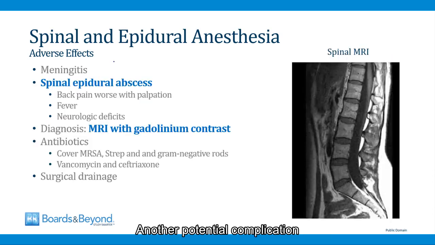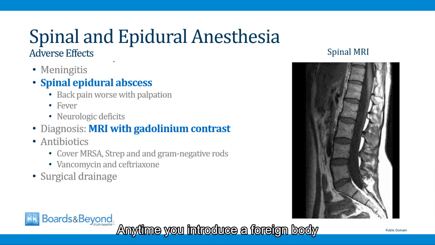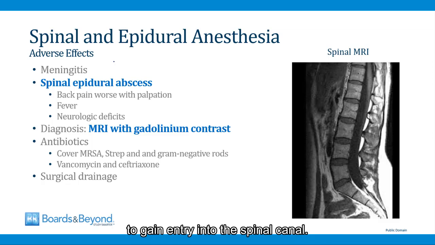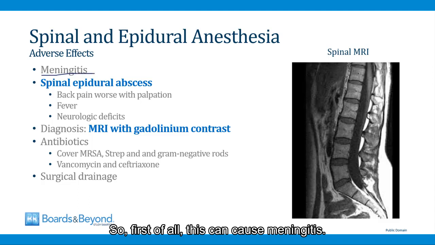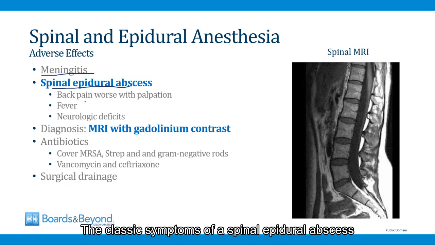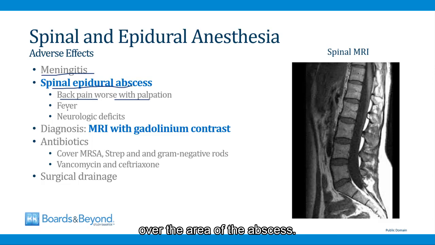Another potential complication of spinal and epidural anesthesia is infection. Anytime you introduce a foreign body like a needle or a catheter into the spinal canal, you can potentially allow bacteria to gain entry into the spinal canal. So first of all, this can cause meningitis. It can also cause formation of a spinal epidural abscess. The classic symptoms of a spinal epidural abscess are back pain that's worse when you palpate over the area of the abscess, also fever and neurologic deficits.